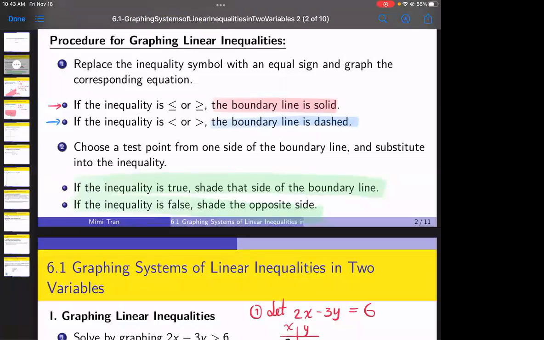if the original inequality includes the equal sign, like say less than or equal to or greater than or equal to, then your line will be solid, right? If it's strictly less than or strictly greater than, your line is dashed. And then to pick the solution region, you pick a point. Pick a point. If the point you pick is true when you plug it into the original inequality, then you shade that region where you picked the point. If it's false, we shade the opposite. Right? That's it.